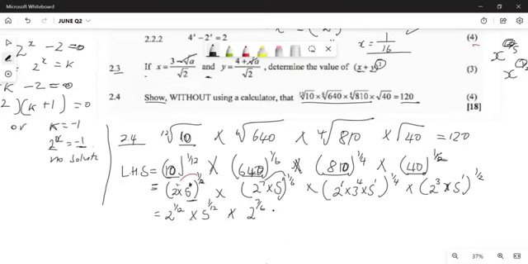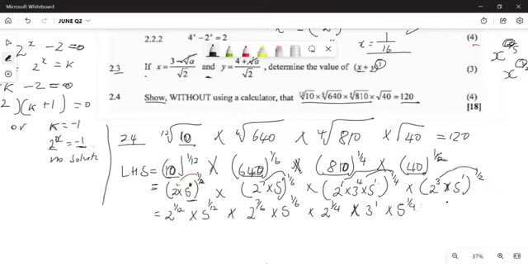Next one, what do you have? 5 to the power 1 all over 6. Okay, let's do this one: this one multiplied by this one. 2 to the power 1 over 4. Then 3 to the power of 1 multiplied by this one multiplied by this one: 5 to the power 1 over 4.